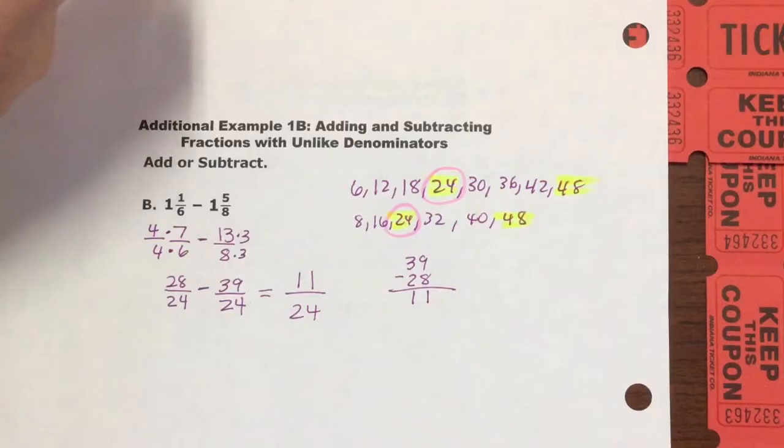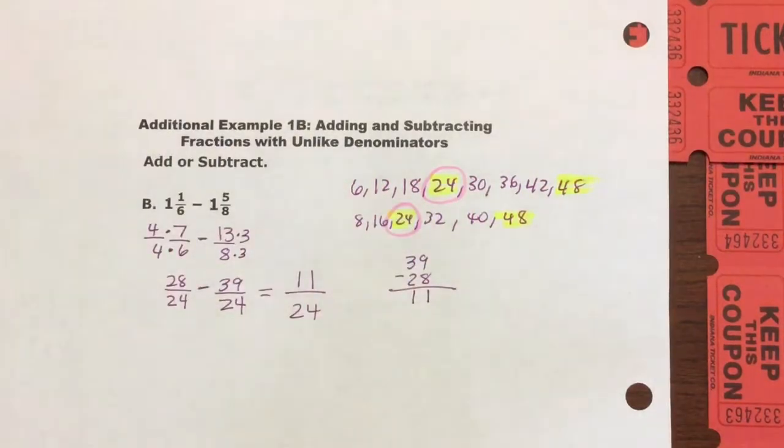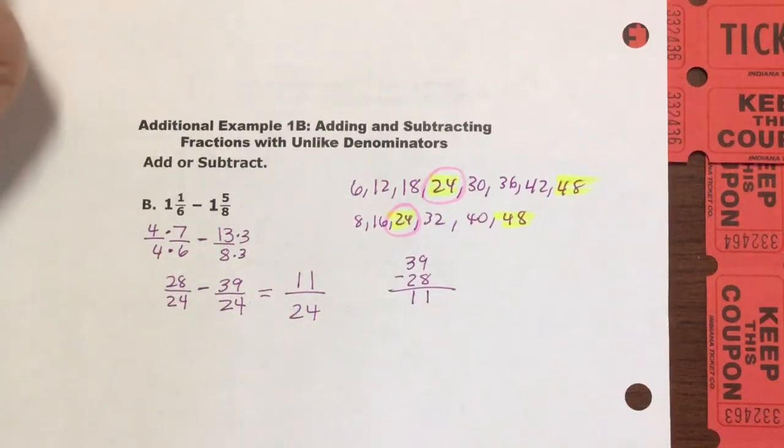Now what I'm going to look at is which number is bigger. Is 28 bigger or is 39 bigger? And it's clearly that 39 is bigger. So is 39 positive or negative?